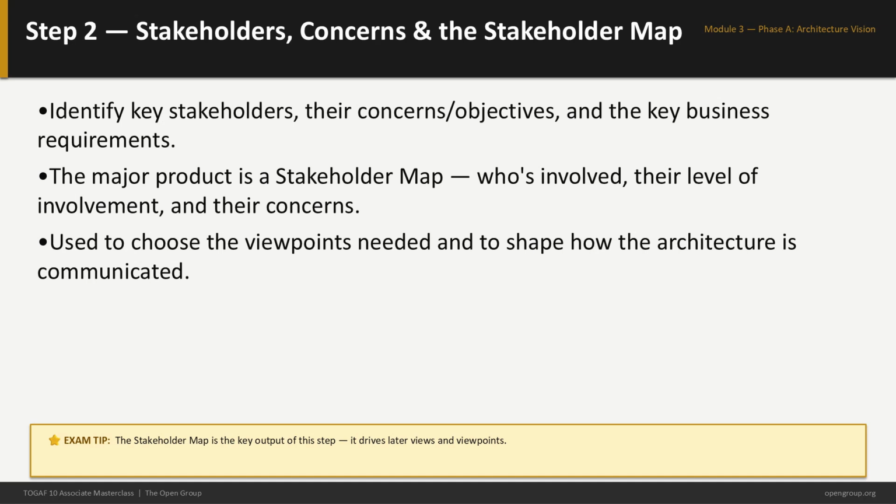Step 2 is all about people. You identify the key stakeholders, their concerns and objectives, and the key business requirements the engagement must address. The major product of this step is the stakeholder map, a clear picture of who's involved, how involved they are, and what they care about. And this map isn't just paperwork, it does real work later.